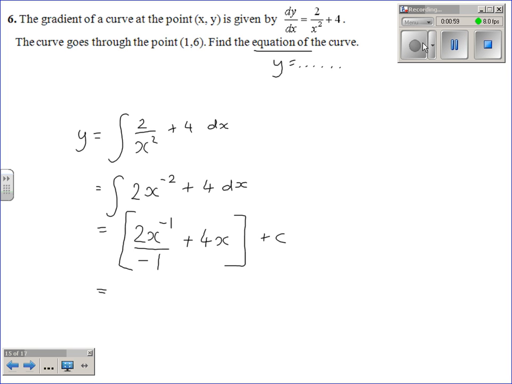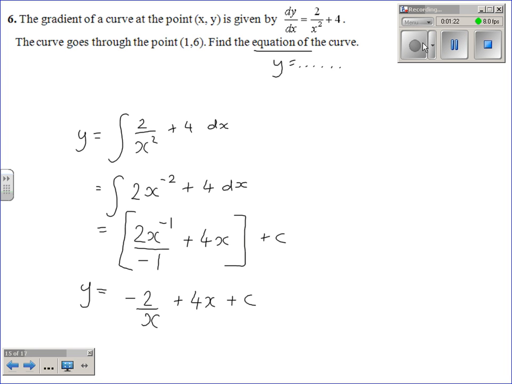So here, if you deal with your numbers first, you've got 2 over minus 1, which is minus 2, and x to the power of negative 1 is exactly the same as dividing by x to the power of 1, plus 4x plus c. So that's y, but obviously we don't want to leave it like that because we would need to find out the constant at the end. So how are we going to do that?